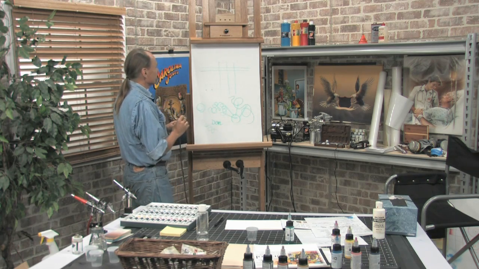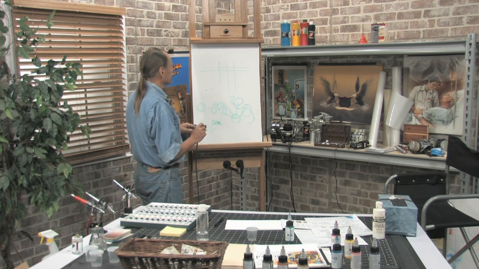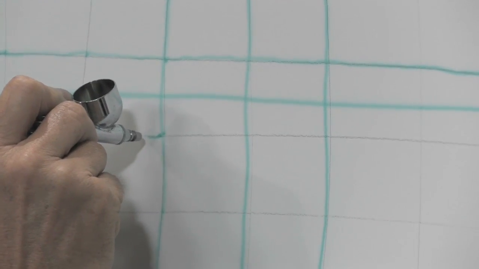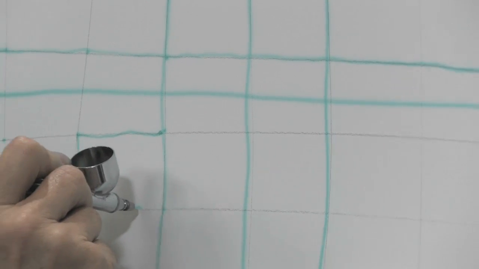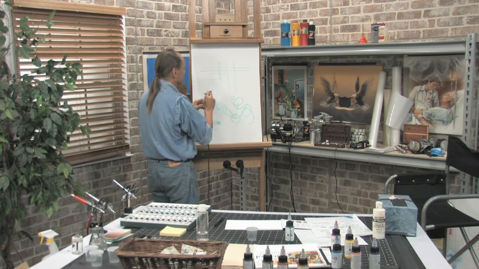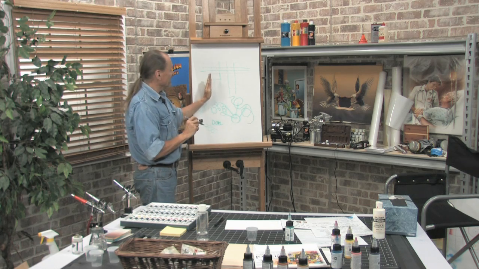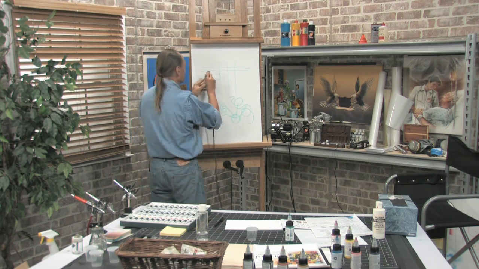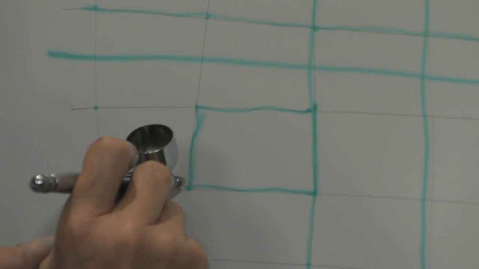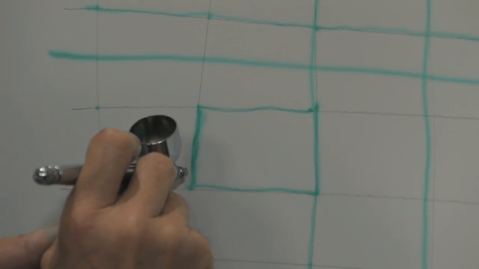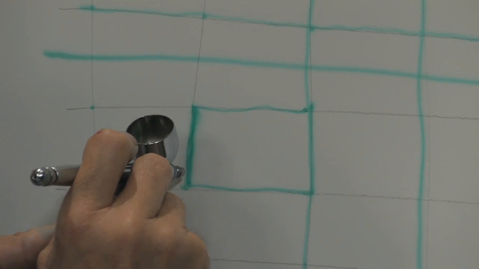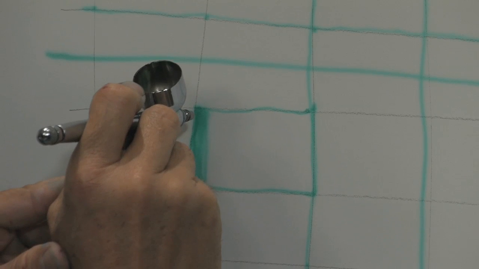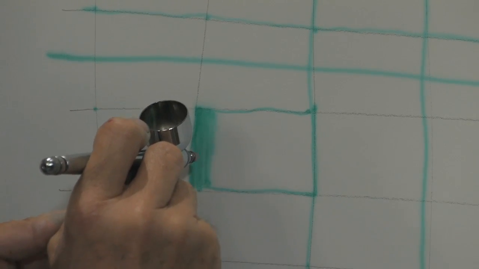Let's go on to another basic skill, which would be a blended area. Let's say I'm going to take one of these squares right here. So I'm giving myself some very definite parameters, and I want to blend from dark over here to light. So I come in very close to the board to begin my dark area. Then little by little, I pull back on my trigger, releasing more paint.